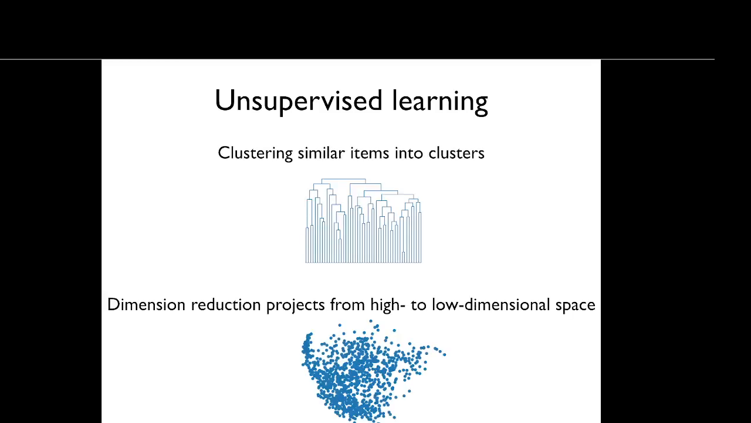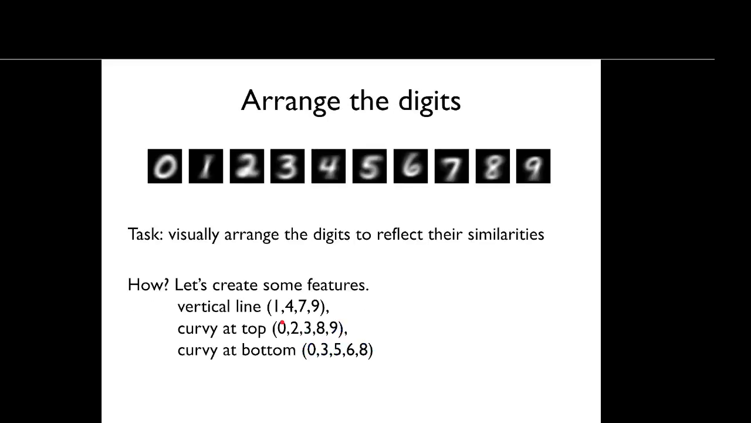And there are two classes of algorithms for unsupervised learning: clustering, which groups similar items into clusters, and dimension reduction, which projects from high dimensional to low dimensional space. So let's exercise these two techniques on our own MNIST data, and let's do it manually.